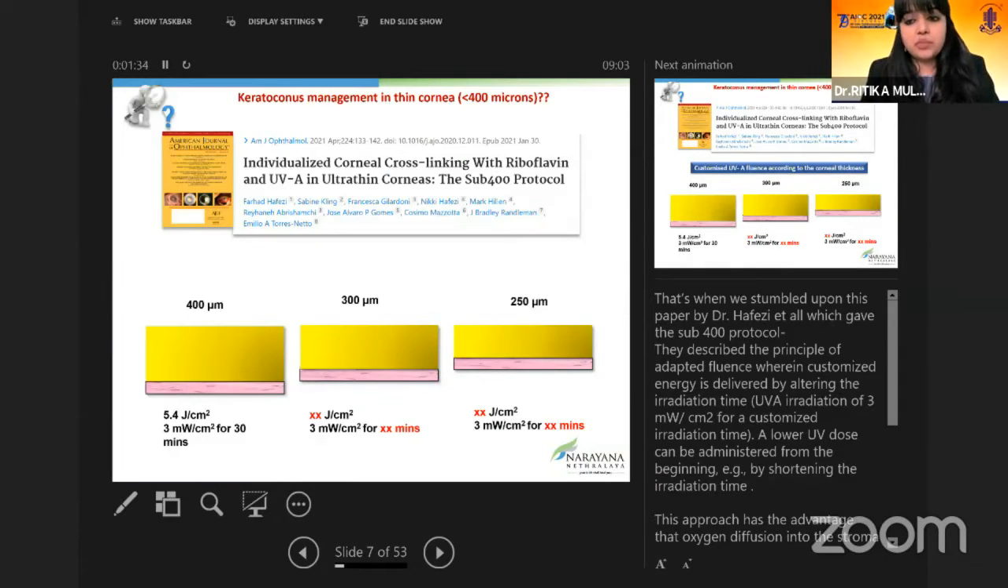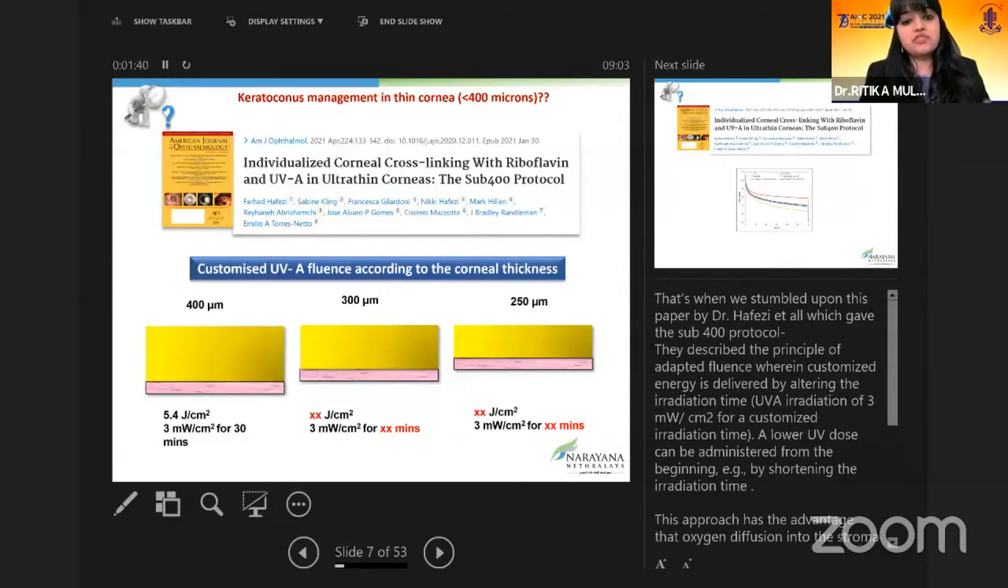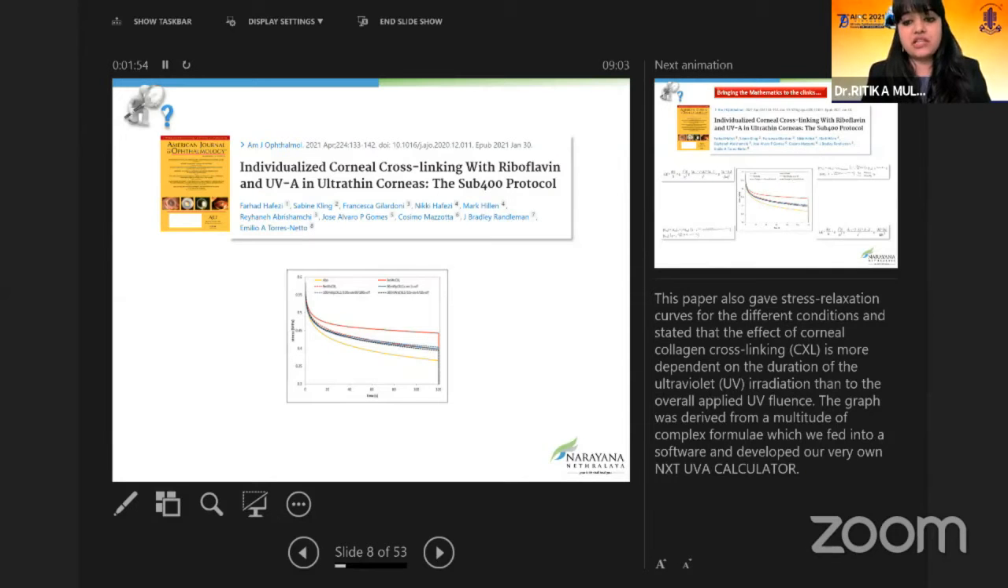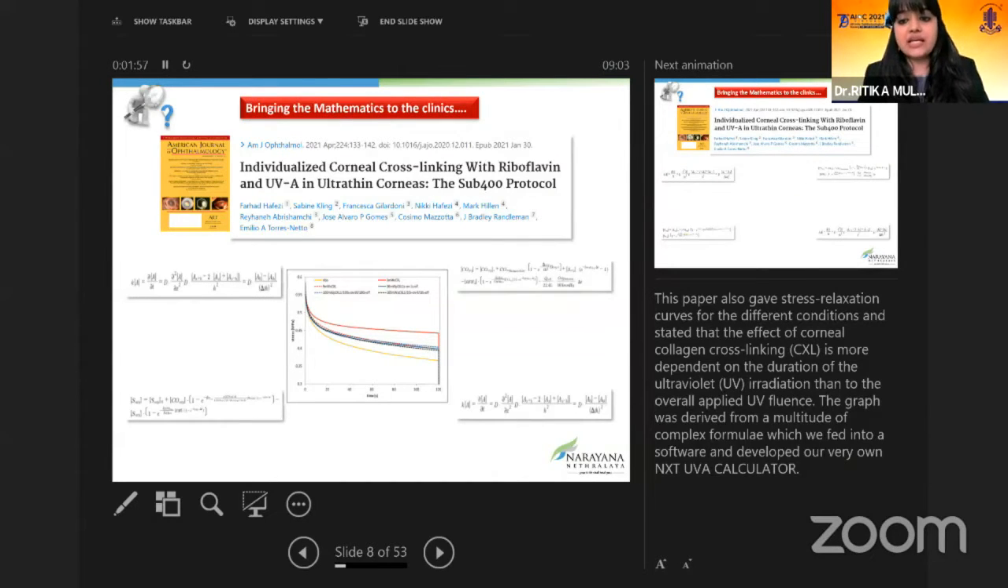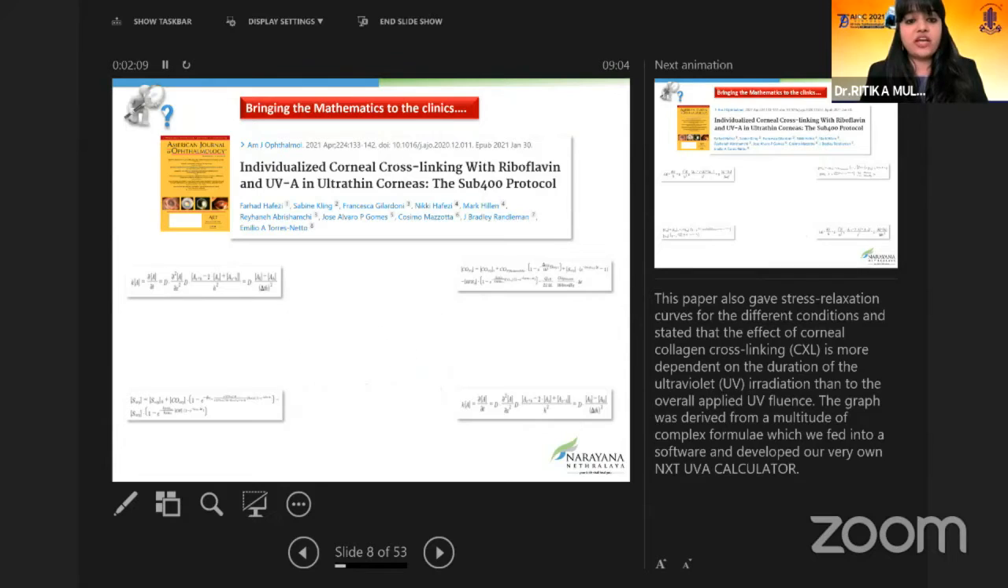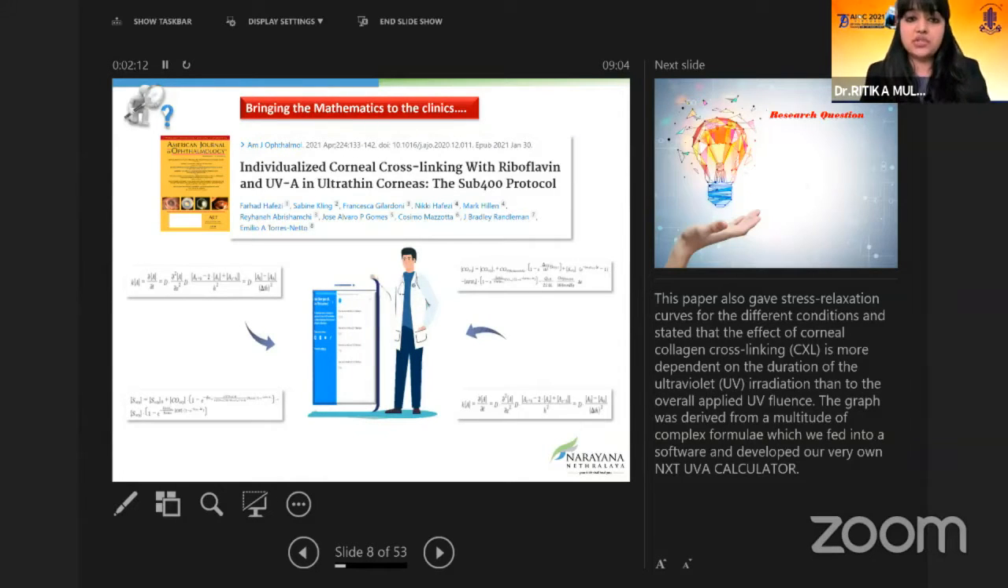So is there a different way of cross-linking thinner corneas without scarring? That's when we stumbled upon the paper by Dr. Hafezi, which gave the sub-400 protocol. They described the principle of adapted fluence. They customized the energy of UVA fluence according to the corneal thickness, so a lower dose of UV is administered from the beginning, by shortening the irradiation time. This paper also gave the stress relaxation curves for different conditions and stated that the effect of corneal cross-linking is more dependent on the duration of the UV light than on the overall applied UV fluence. The graph was derived from multiple complex formulas, which we fed into our algorithm and developed an NXT UVA calculator, bringing the mathematics easily to the clinics.